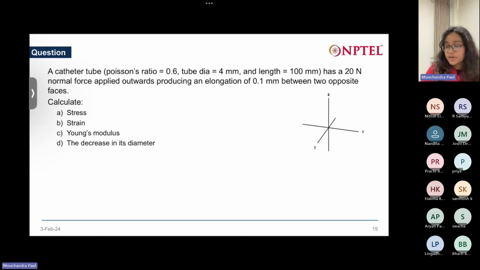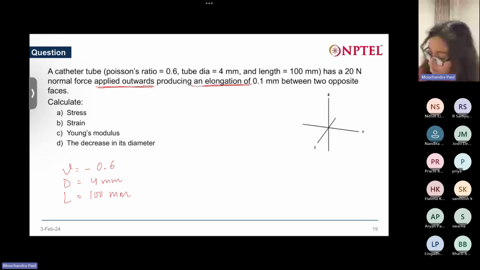Okay. So this is another question. It is based on one of the problems given in the lecture. It is very similar to that. So you are given a catheter tube. It has a Poisson's ratio of minus 0.6. Its tube diameter is 4 mm and its length is 100 mm. And the force is applied in the outward direction, and it is producing an elongation. So it is a tensile force.